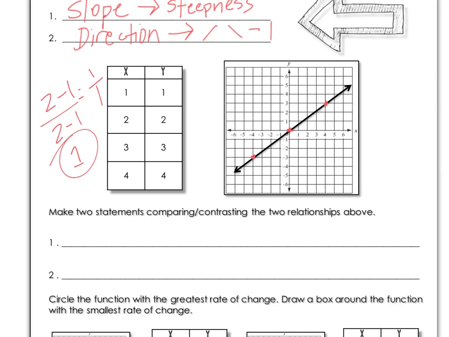Figure out slope for any of those points. We will go up, then we will go right. So it looks like this goes up 3 and right 4. So slope of this one is 3/4. Slope of the other one was 1. So now we can make some statements. We can make really a lot of statements.